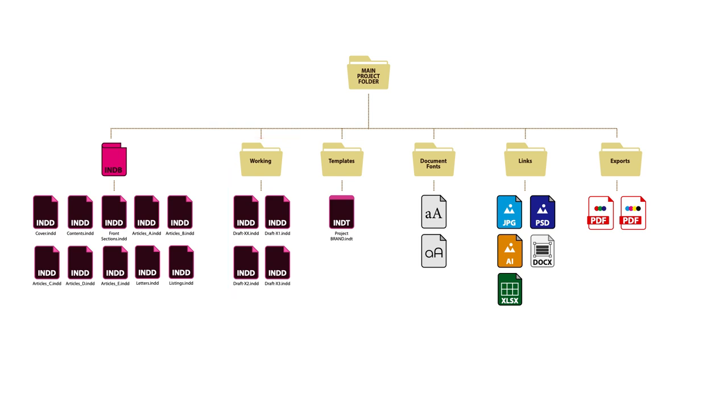When it's ready to be added to the main publication, incorporated into your book, it's at that point and that point only that you then save it into the main project folder, so the root directory, alongside your InDesign book, which pulls all of those final files together. It also means that it will be alongside subfolders called document fonts and links.